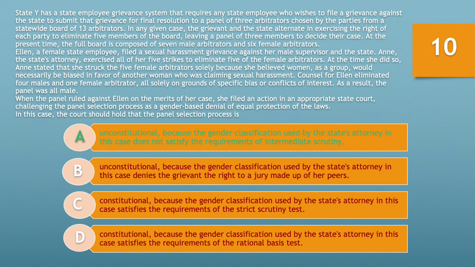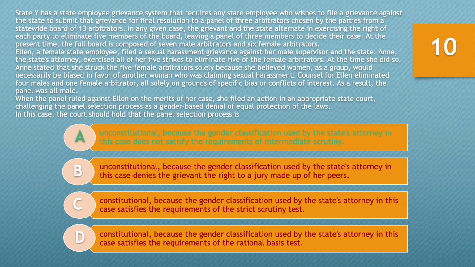Let's look at the other 3 options now and see why they are inaccurate. Let's start with option B, unconstitutional because the gender classification used by the state's attorney in this case denies the grievant the right to a jury made up of her peers. Now, this is relatively straightforward as to why this would be inaccurate. There's no jury being discussed here at all. It's a panel of arbitrators, right? That's not a jury. A jury would be a jury of one's peers.